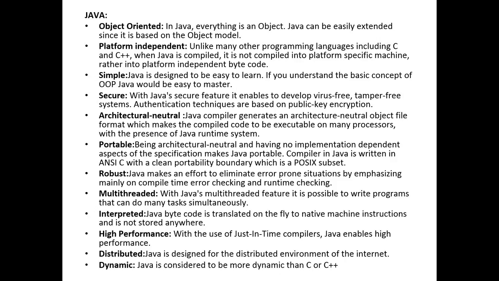Portable means you can write the code once and run it in different compatible systems. Robust, you know that robust means it is not error prone. When you compile and generate the code for running on a different machine, at runtime it won't produce any error. During compile time itself, it will capture all the errors and make the runtime very efficient.